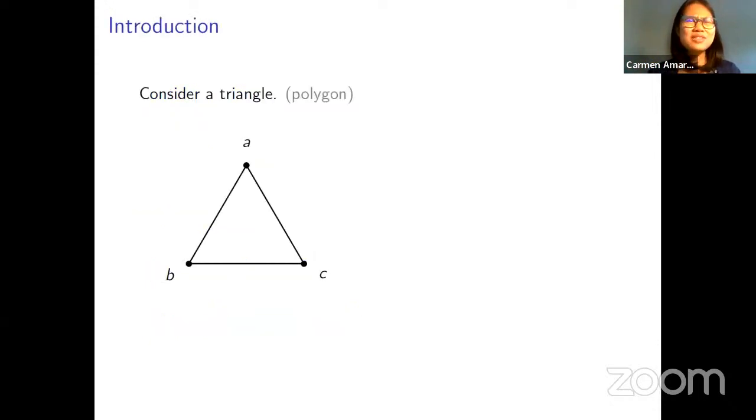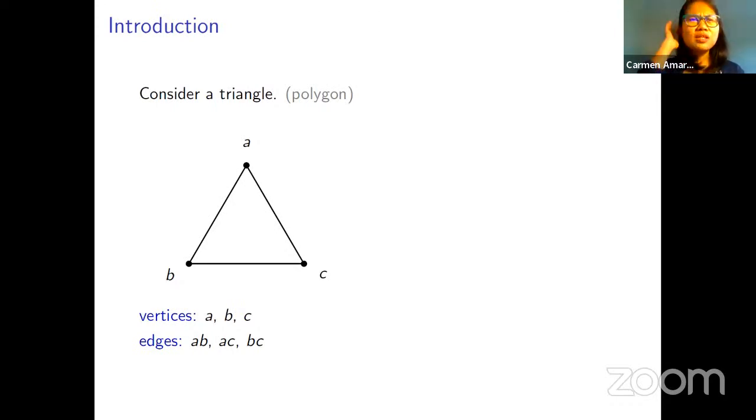So let us consider a triangle. A triangle, we know to be a polygon, parang a two-dimensional object. So let's say that our triangle has vertices A, B, and C. Now, we know that this triangle has 3 vertices and 3 edges. Let us say each edge consists of 2 vertices. Meron tayong AB, AC, and BC.